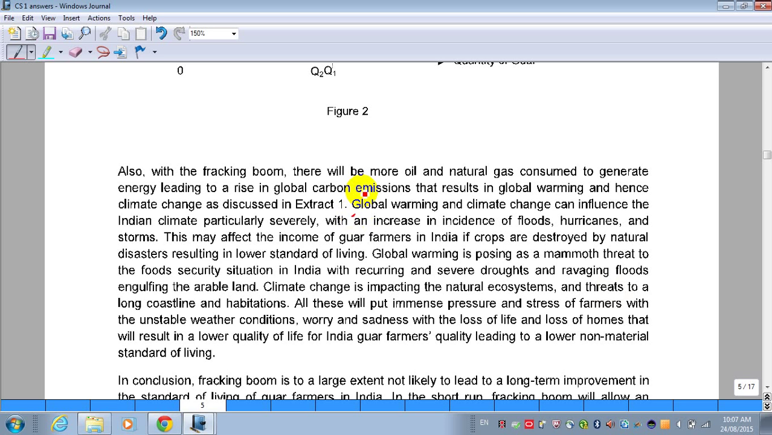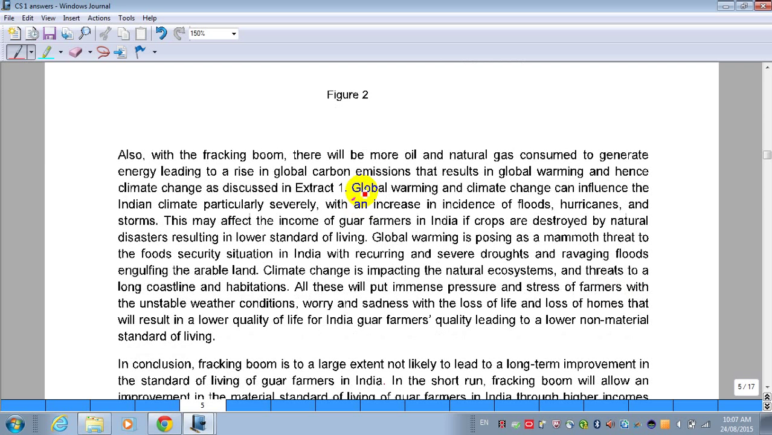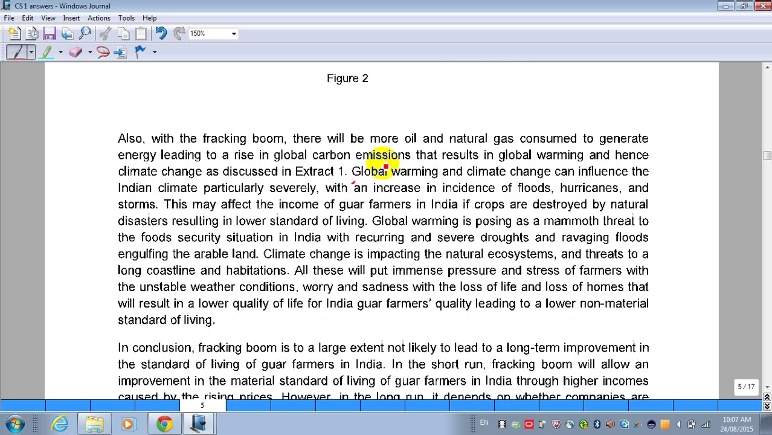It would be about global warming and climate change, and how, with more fracking, there's more pollution, there's more climate change, and therefore there will be more incidents of floods, hurricanes, and storms. This is one possible way to link that. Because of that, this would affect the material aspect of standard of living, right?